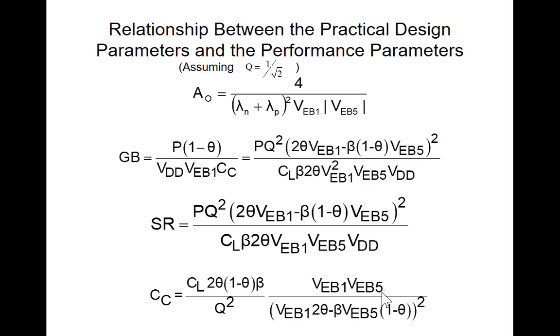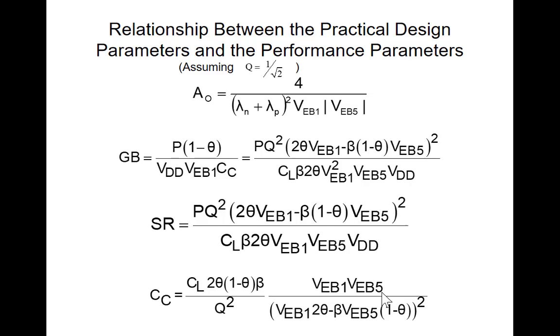So let's look at the performance parameters now in terms of the practical parameters. The DC gain is 4 over (lambda n plus lambda p) squared times V excess bias 1 times V excess bias 5. Simple expression, involves 2 parameters.